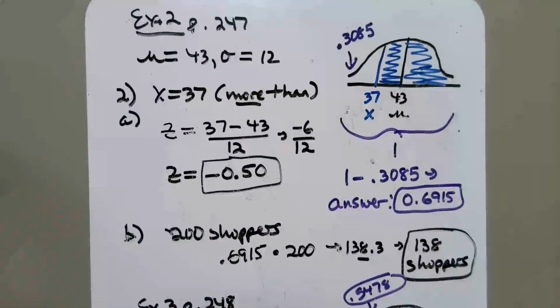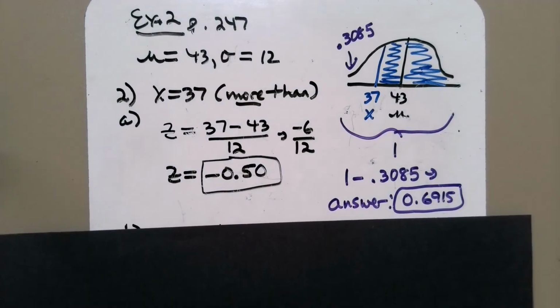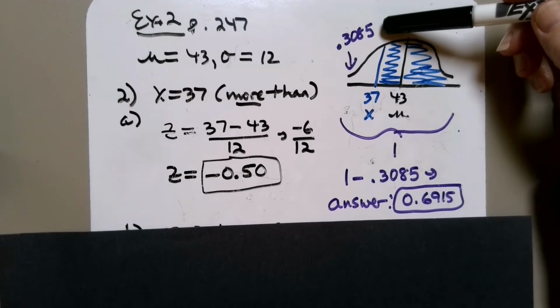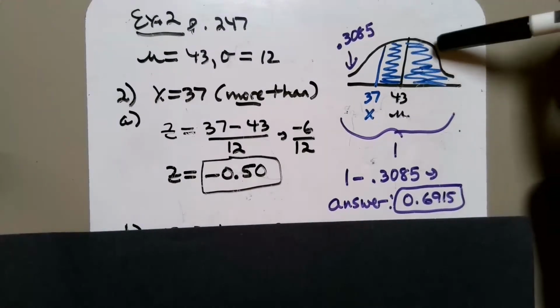So that's my area to the left, because that's how our table works. When we look up area, we get the area to the left. So here's the area in the left tail, 0.3085. That's not what I want. I want the area to the right.